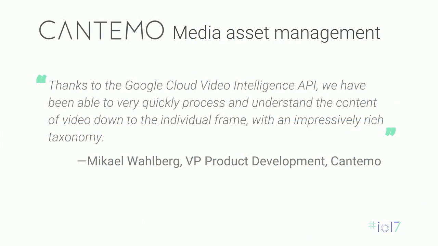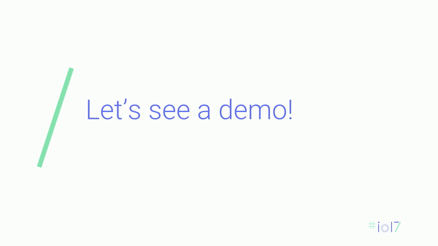A company that's using this is Cantemo. They are a media asset management company. And all of their customers have lots and lots of video content. So they upload their content to Cantemo's platform. Cantemo helps them transcode it, edit it. And what they're doing with the video API is they're enabling their customers to make their video content searchable so they can search within their videos. The best way to see the video API is through a demo. So if we could switch back to the demo.